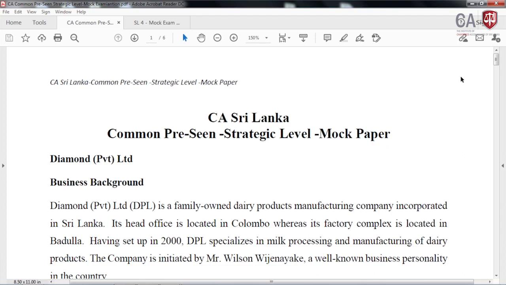From the CA point of view, I think they have already uploaded a few papers. This mock exam paper is there, then there is a pilot paper. So, already there are 2 papers for you to become an expert with the support of CA Sri Lanka material.